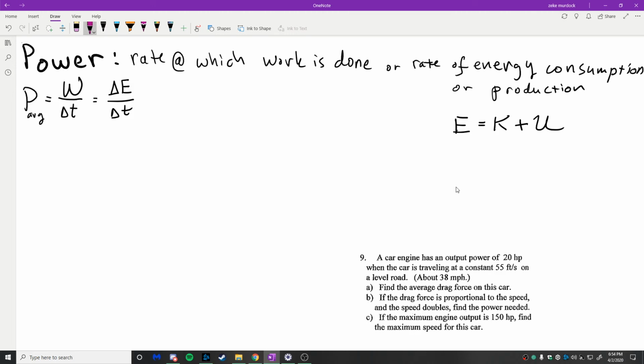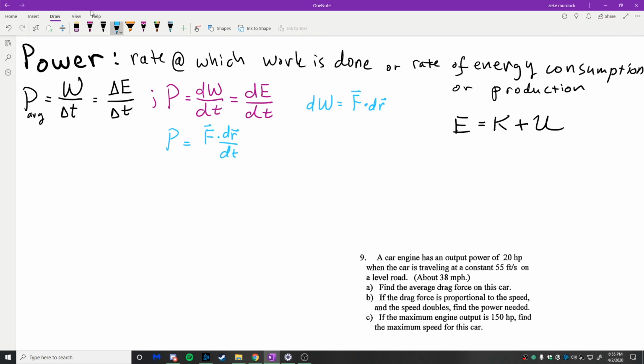You can also define instantaneous power as the instantaneous rate at which work's being done, or the instantaneous change of the energy of a system. Either one of these can also be expressed in a nice way, where dW, the differential amount of work, would be done by a force over some small displacement. And if we replace that in our equation right here, what we get is power is equal to F dot dr over dt. But then dr dt should be what? What is dr dt?